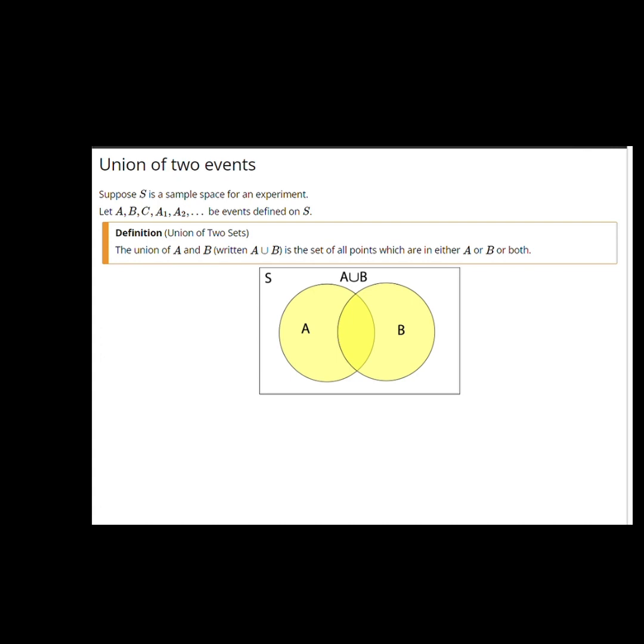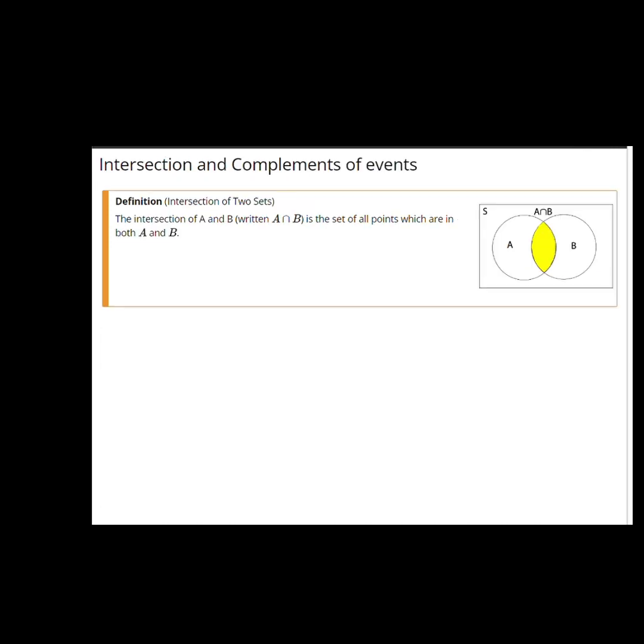In probability language, this means that either A occurs or B occurs, or possibly both. The intersection of two events, A and B, written A intersect B, is the set of all points which are in both A and B, colored yellow in this figure on the right. In probability language again, this means that A occurred and B occurred on the experiment.